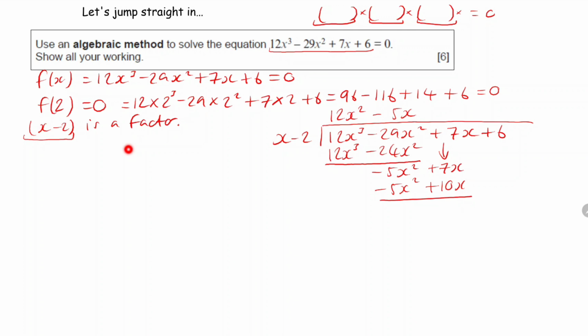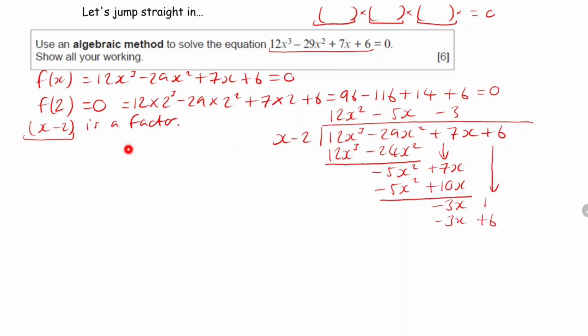And now we subtract. Minus 5x squared minus minus 5x squared, they will cancel out. 7x minus 10x gives us minus 3x. And then we start the process again. What do I times x by to get minus 3x? Well, that's going to be minus 3. Multiply the minus 3 by x, which gives us minus 3x. Minus 3 times by minus 2 gives us plus 6.